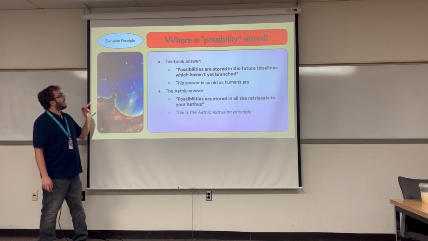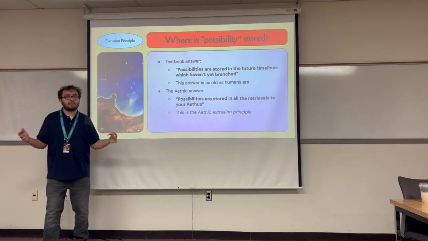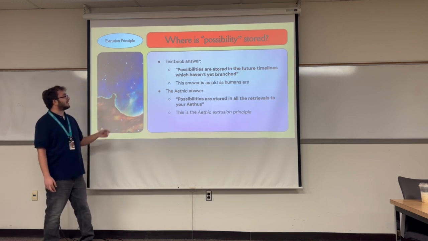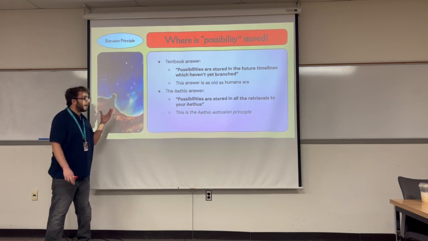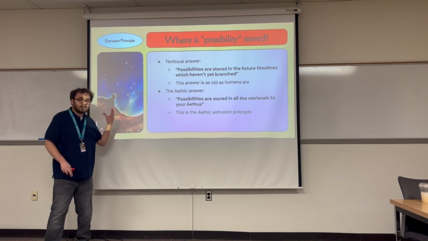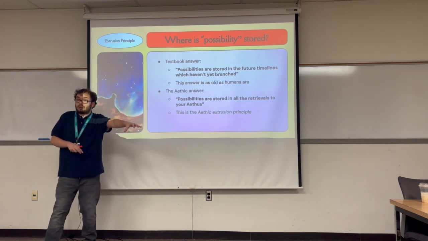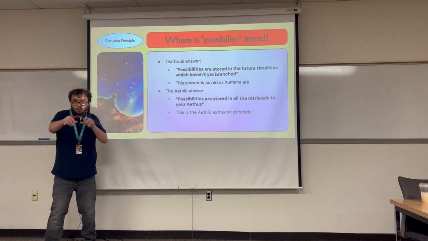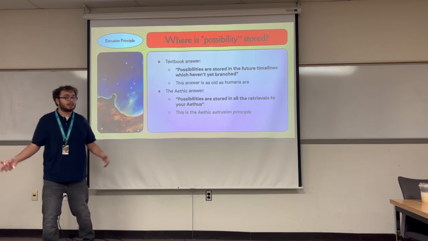Have you ever wondered where possibility is stored? Think about possibility of what could happen in the universe. Where's it stored? And then we have the classic answer: the future timelines that haven't yet branched. That's where the possibilities are stored. And this is kind of how I intuitively grasped it originally, which I think is the default answer. Tomorrow could look like this, or tomorrow could look like this, and the future is what holds them apart until we get there. Timeline splits, timeline branches, the classic thing.